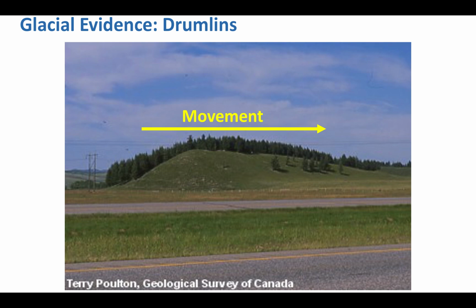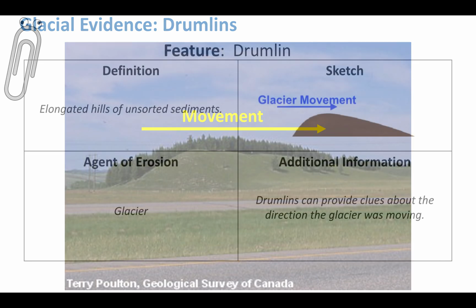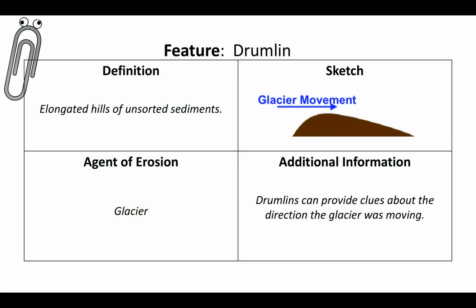So if you look at a drumlin, one side of the drumlin is very steep. If you draw an arrow from that steep side towards the gentle side of the drumlin, you can see the direction that that drumlin was moving, which gives you evidence of how the glacier moved over time. This is going to be a feature that you put into your Frayer diagrams. So the key to the sketch that I included is the direction of glacier movement, because drumlins also provide evidence, just like striations, of how a glacier has moved over time.